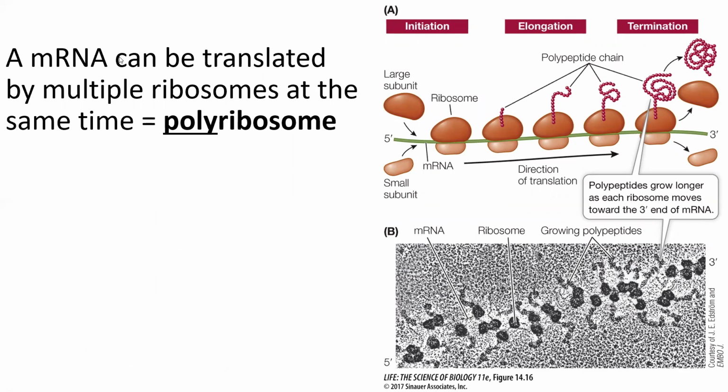I also want you guys to know that an mRNA can be translated by multiple ribosomes at the same time. When this happens, you end up with this kind of chain with multiple ribosomes on it, and it's known as a polyribosome.